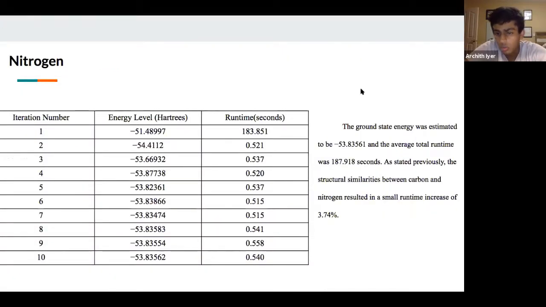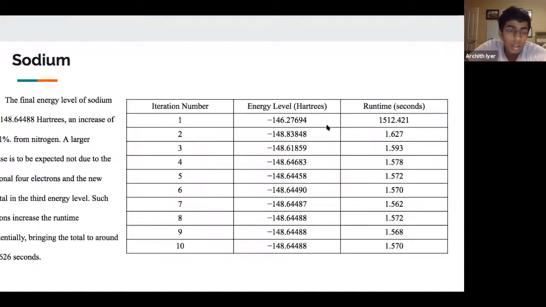Next was nitrogen. Again, there were not too many issues here. The ground state energy was estimated to be around negative 53.83, with a runtime of 187 seconds. The reason nitrogen and carbon were similar is because they have lots of structural similarities, so the runtime increase was really small, 3.74%. Kind of like from boron to carbon, it wasn't too impressive. No impressive results here.